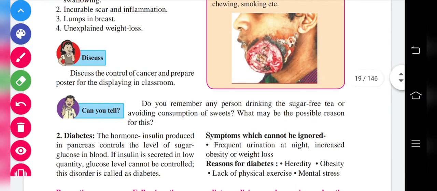Do you remember any person drinking sugar-free tea, avoiding consumption of sweets? What may be the possible reason for that? You can explain to me what the possible reason is for avoiding sugar in tea. That is a very important reason, and you easily understood that. Okay, so it is diabetes.